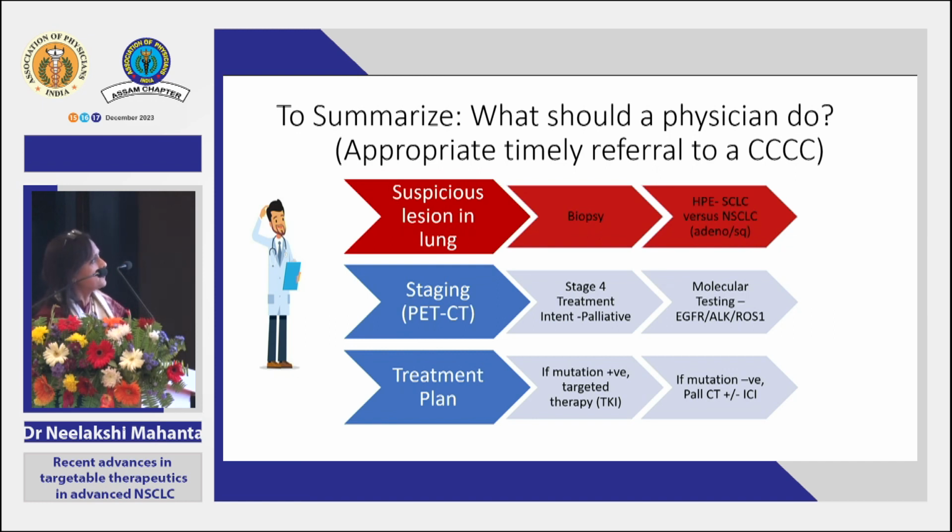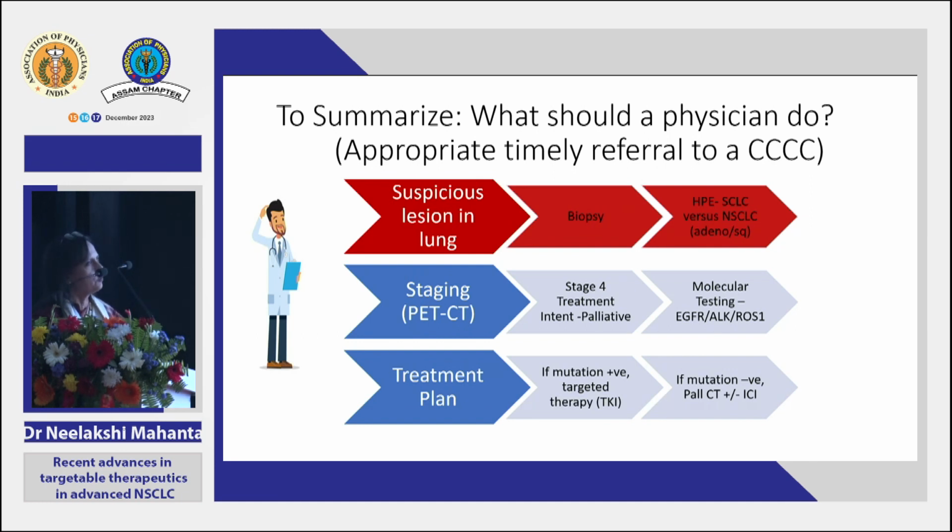If you have a suspicious lesion, send for the biopsy, at least let us know whether it's non-small cell lung cancer or small cell, adeno versus squamous. Send the tissue block if referred to a higher center. If the patient comes with the tissue block, it will be beneficial for us. Further on, we will go for staging to decide the intent of treatment. If it's stage 4, we will go for palliative.